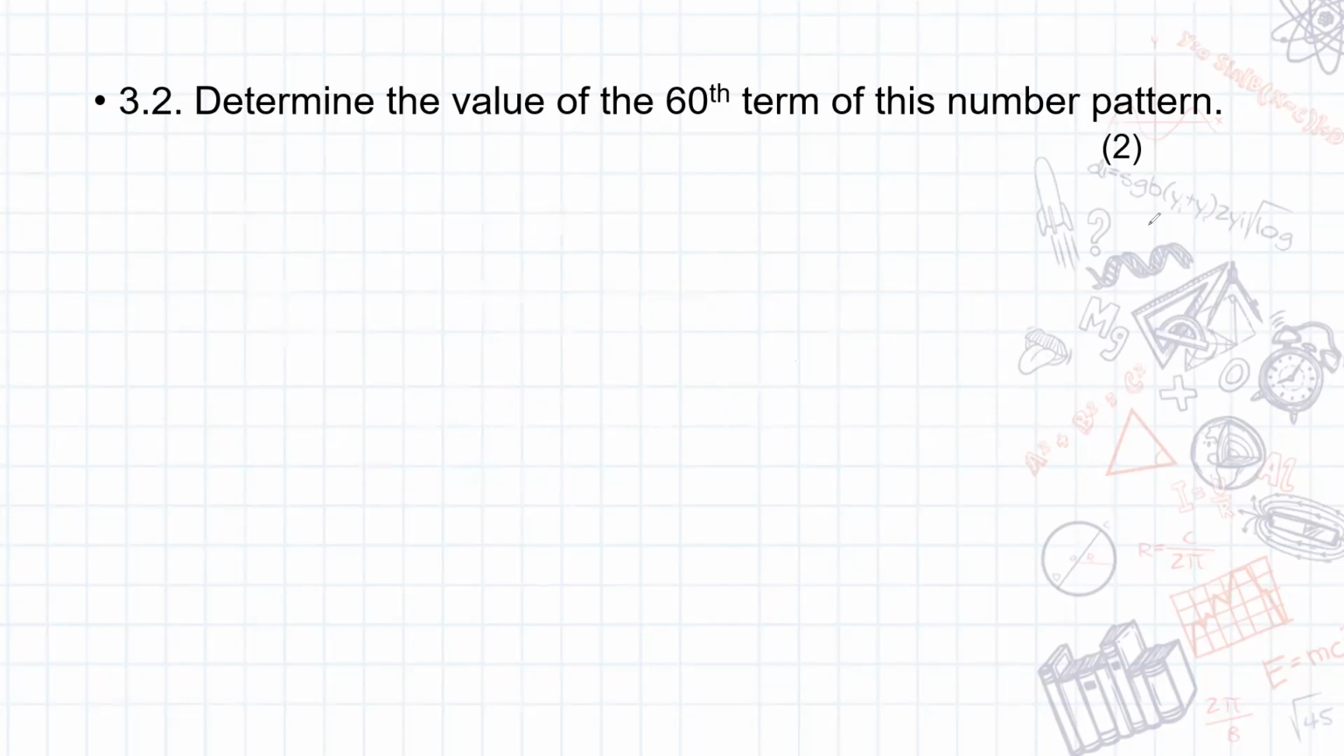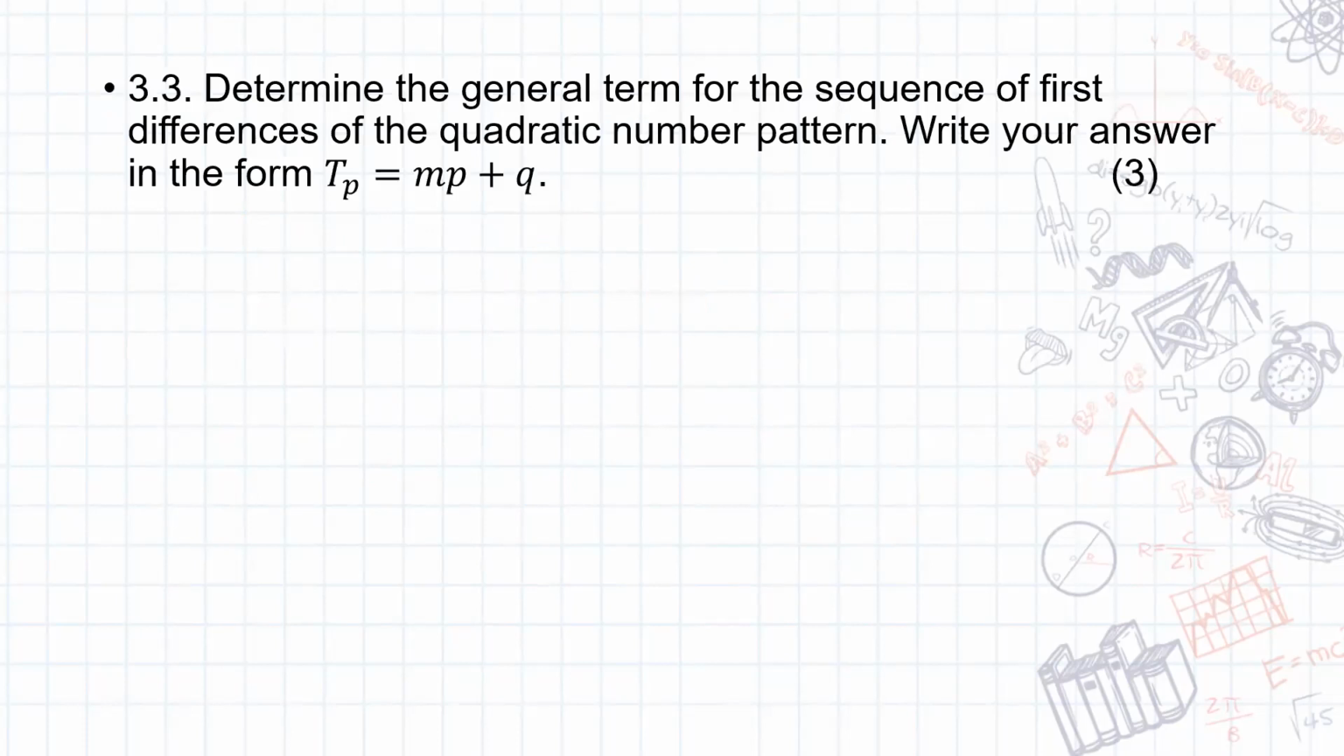Pretty straightforward, right? And then the next question says, determine the general term for the sequence of first differences of the quadratic number pattern. Write your answer in the form Tp is equal to mp plus q. Okay, so we've got term 1, which we found to be b plus 10. So that is going to be 14, right? We found term 2 was 13 plus 2b. So that will be 21, right?